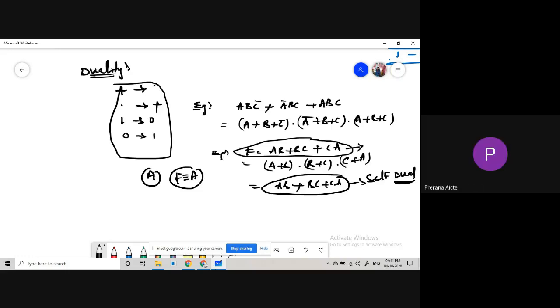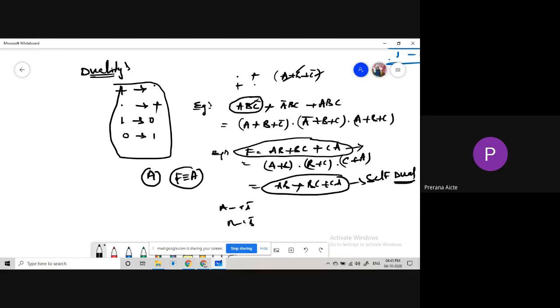Here we are not interchanging A with A bar or B with B bar. We simply keep the same variables. Instead of dot, here we use plus, and if we have plus, here we use dot. So in A plus B plus C bar, we are not interchanging the variables. A is similar to A only, B is similar to B only, and C bar is similar to C bar. Here we are interchanging dot with plus and plus with dot. So that's why I said that.